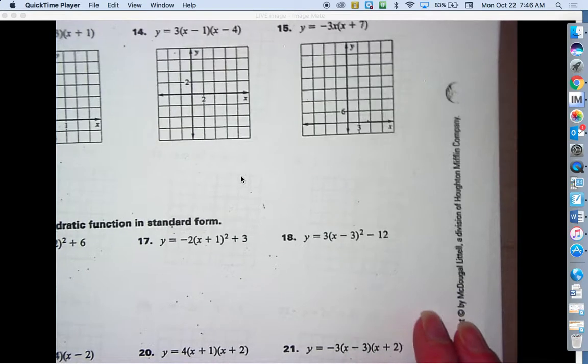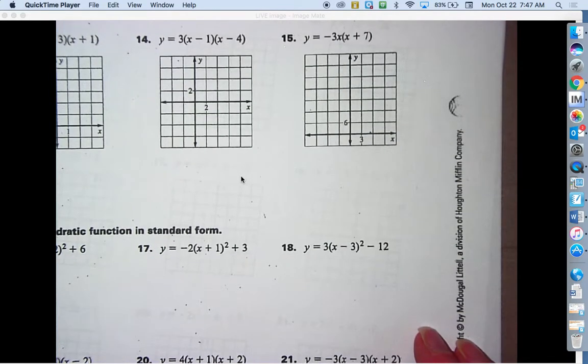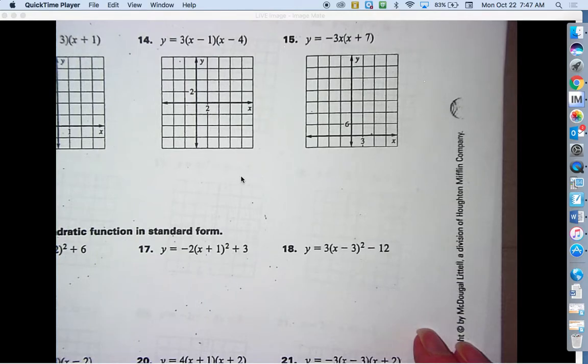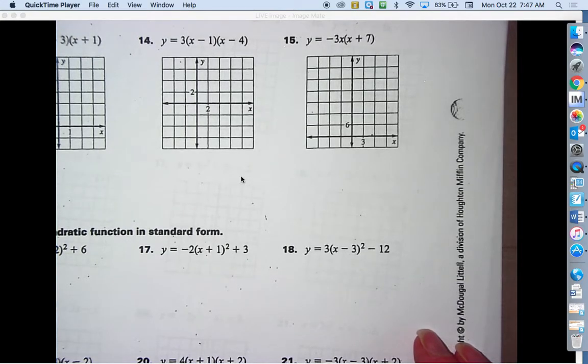Good morning, Mr. Cummings. So you see on your y-axis it's going by 6s, the x-axis is going by 3s. The reason it's doing that is for the values that were given in your vertex. Any questions with number 15?